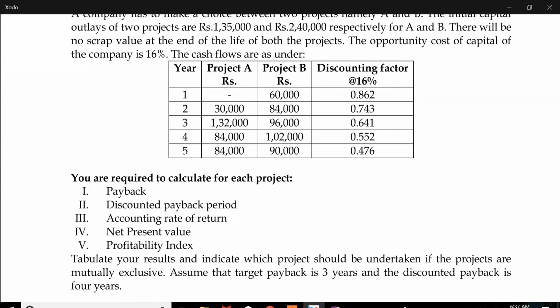Next, discounted payback equal to base year plus unrecovered discounted cash flow of base year divided by discounted cash flow of next year.